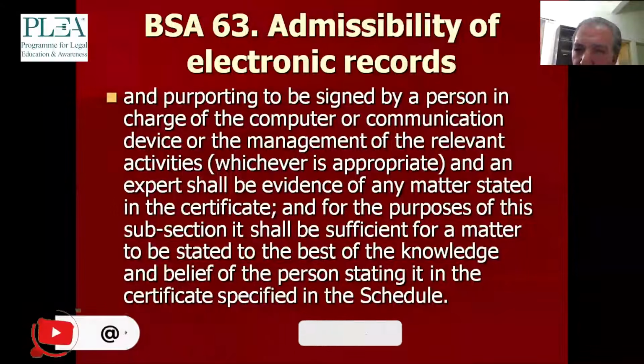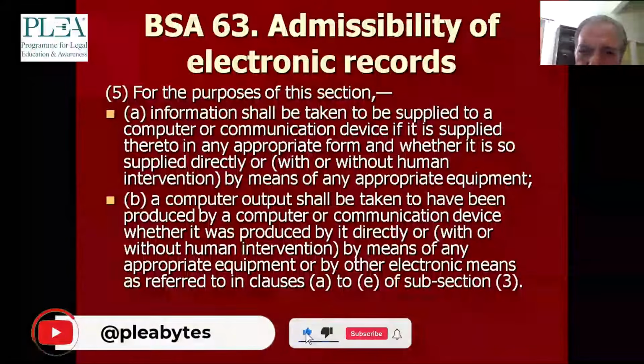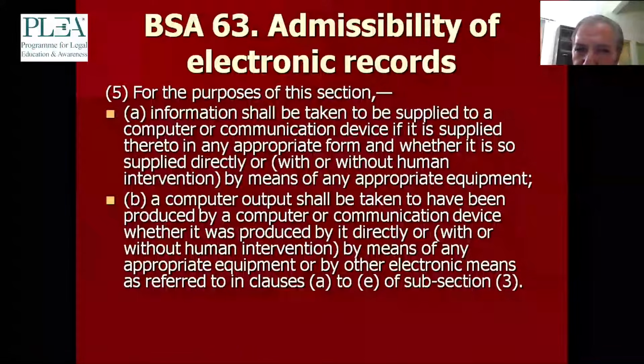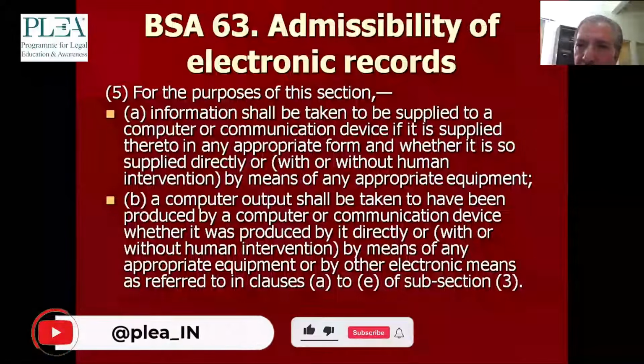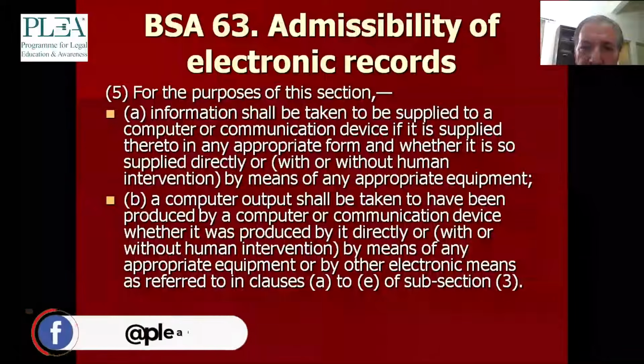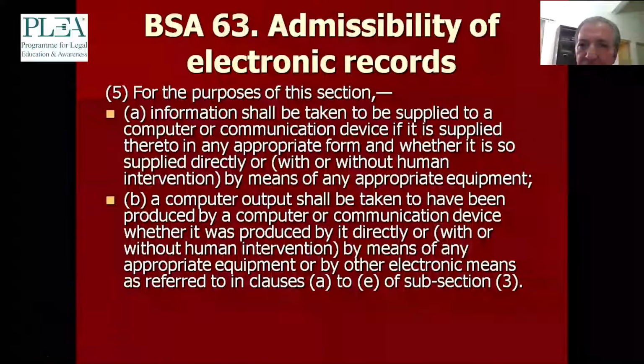Now for the purposes of this section, information shall be taken to be supplied to a computer or communication device if it is supplied thereto in any appropriate form, and whether it is so supplied directly or with or without human intervention by means of any appropriate equipment. That means recording or other types of equipment without human intervention. It could be an automated method also. Like in video conferencing, we get an alert that this call is being recorded or is being live streamed. So these automated methods are included.